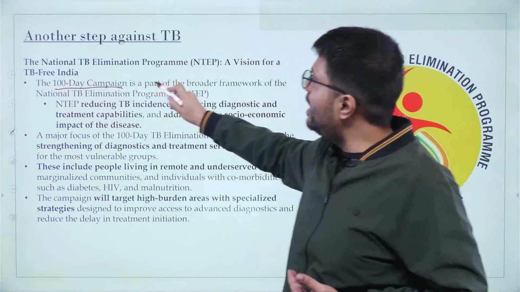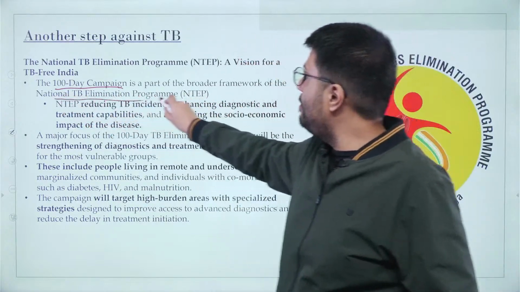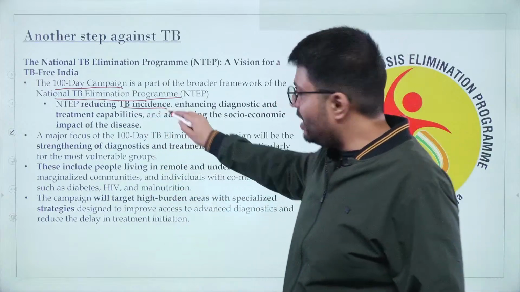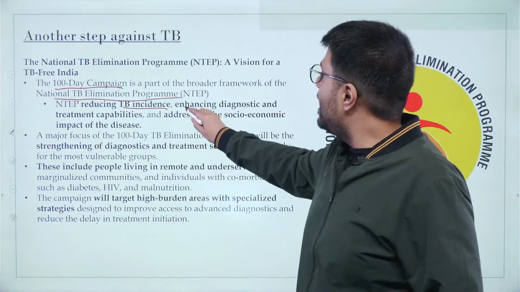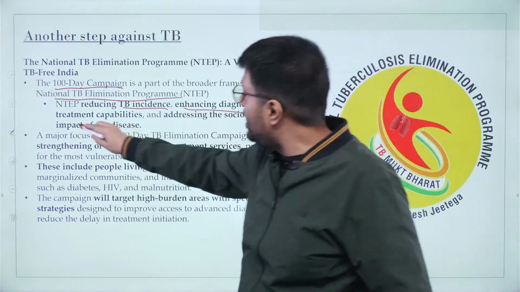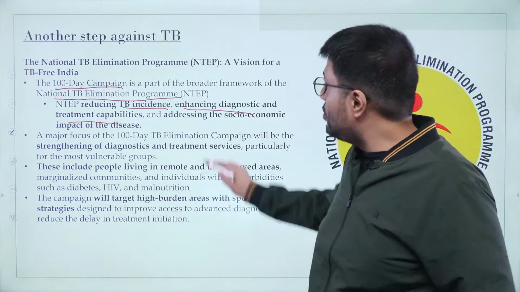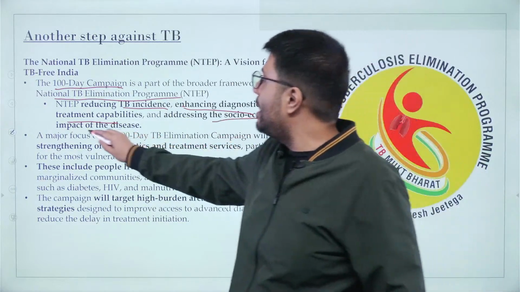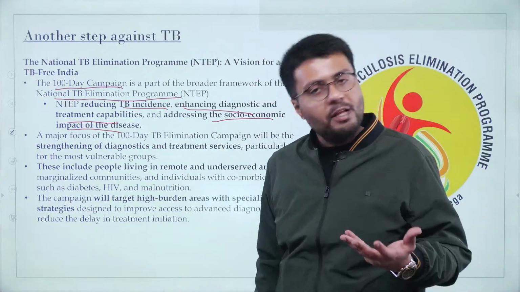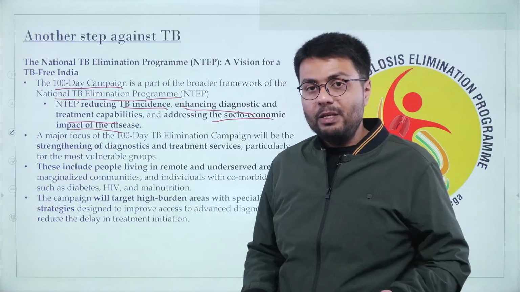Now, this 100-day campaign is a part of a broader framework called the National TB Elimination Program, which looks to reduce the incidence of TB. In case you have TB, it looks to enhance the diagnostic and treatment capabilities, and not just treat the patient but also address the socio-economic impact of the disease. Because any person who is suffering from TB naturally will not be able to work, and that is why their income will suffer.